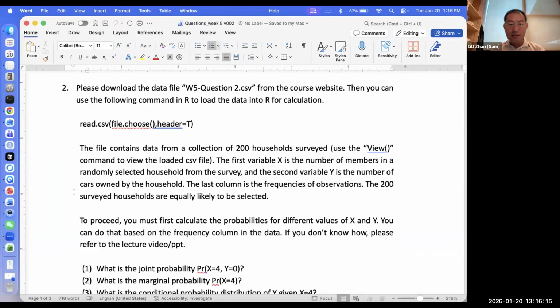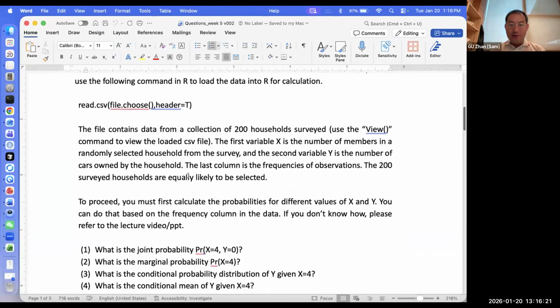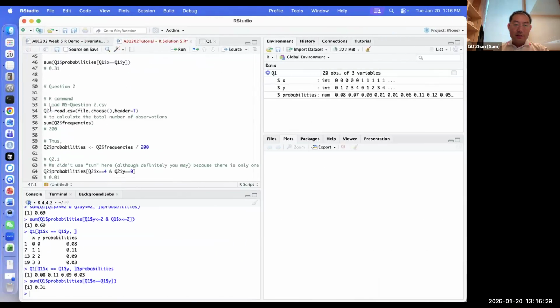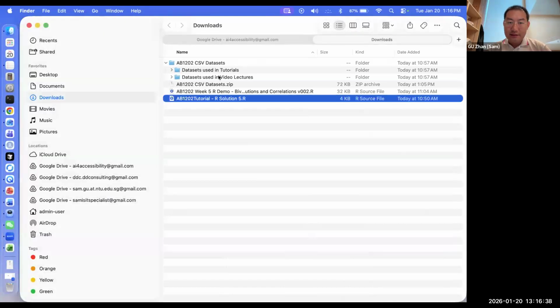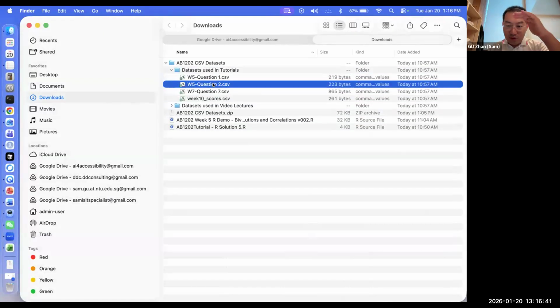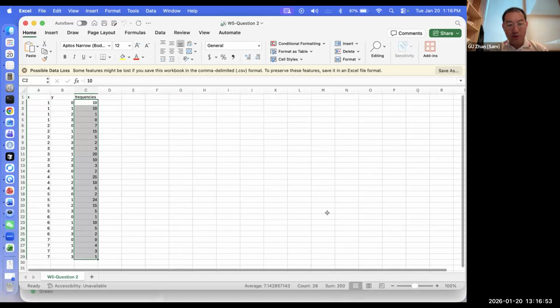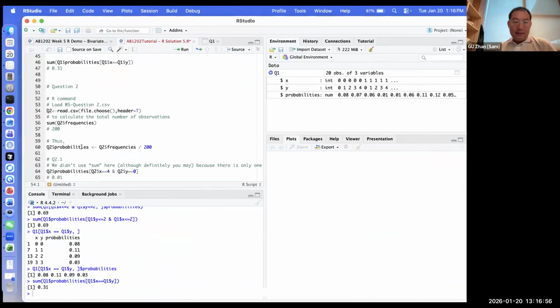2.csv. Then you will see these are 200 household surveys. You can use view, and survey households are likely to be selected as a column, the frequency of the observations. So we're going to read these files first. Now Q2, question 2, read the CSV file, choose header equal to true because our data actually have a header. Header row means the first row in the data set is a header. So X, Y, and frequency will be used as variable names. And there's 28 rows. Frequency, you sum them together is 200. So 200 households is shown here. Okay, let's read.